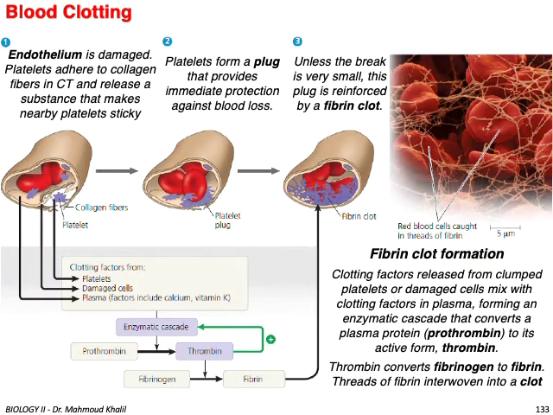And you can see here how the red blood cells are coated in threads of fibrin. So to summarize fibrin clot formation, the clotting factors released from the clumped platelets or damaged cells are mixed with clotting factors in plasma, forming an enzyme cascade that converts the plasma protein prothrombin into its active form, thrombin. This thrombin converts inactive fibrinogen to fibrin, and the threads of fibrin weave into a clot. And this is the process of blood clotting.